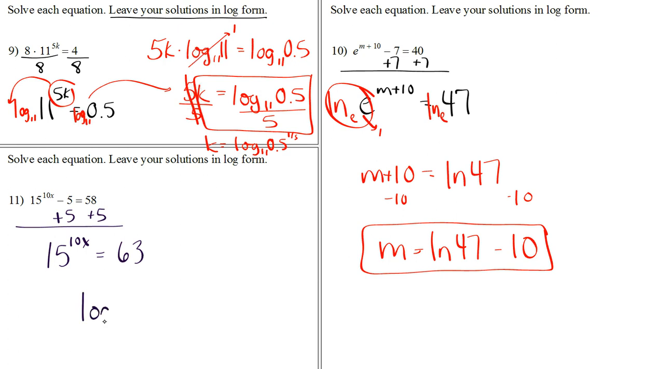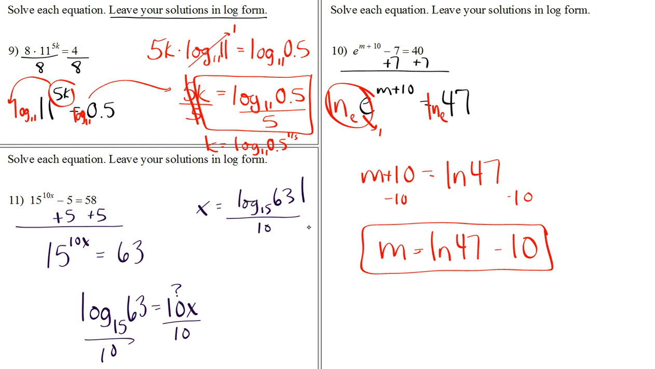If I were to write that as a log, I would have 15 as the base. So what power do I raise 15 to? I don't know. That's the other side of the equal sign. But I do know that when I raise 15 to that power, I get 63. Okay, so what was in the exponent? Just a 10x. So we've got log base 15 of 63 equals 10x. And then we're going to divide by 10 on both sides. We get that x is equal to log base 15 of 63 divided by 10. We'll call that good. That's our answer there.